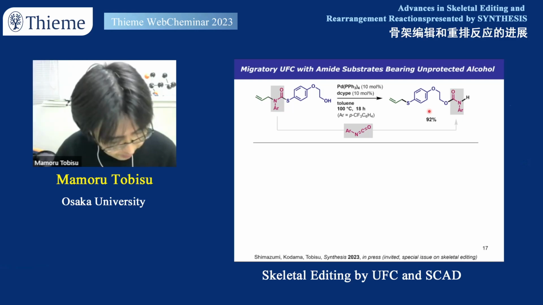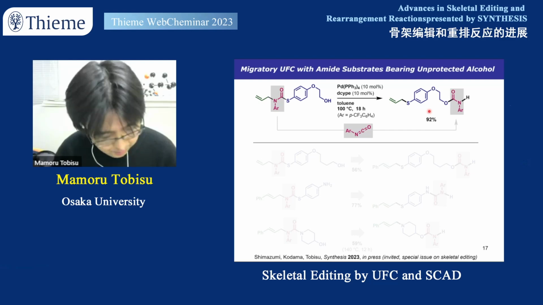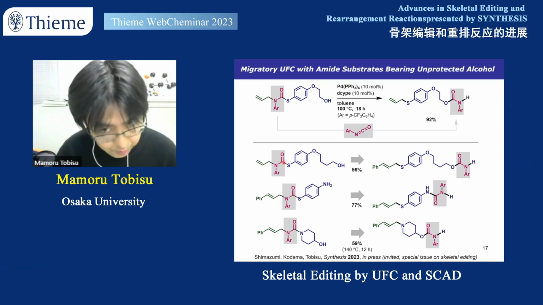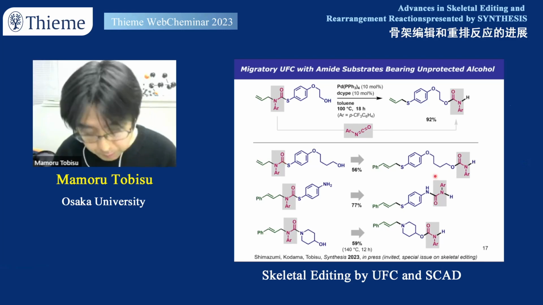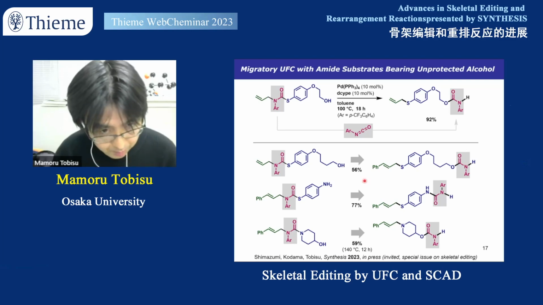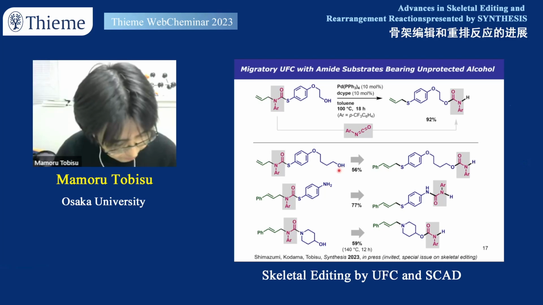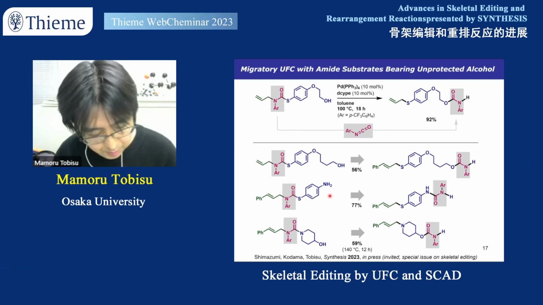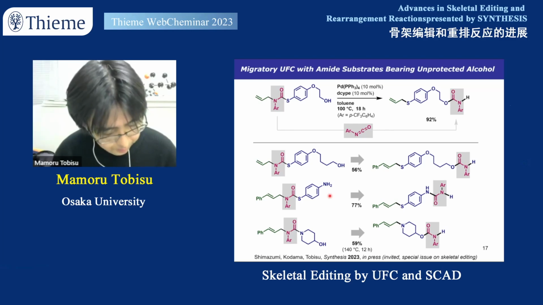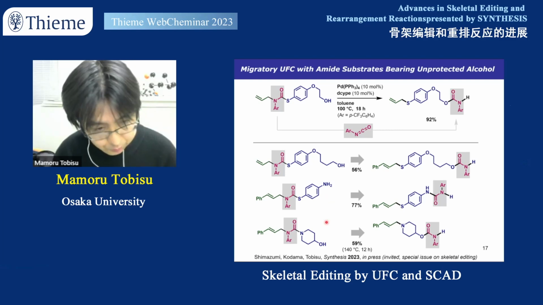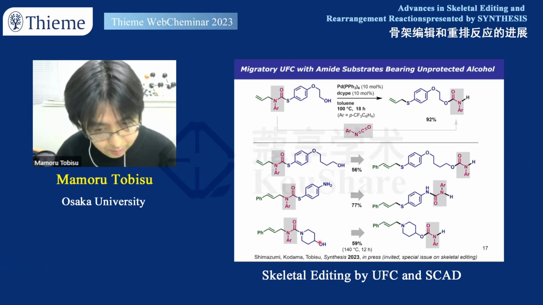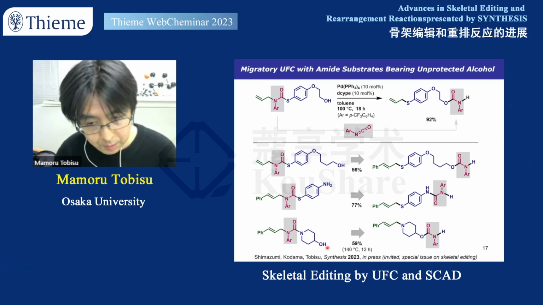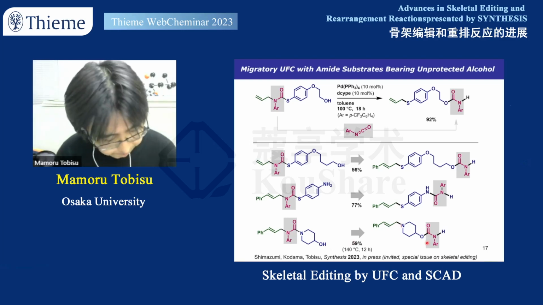So a longer alkyl chain is also applicable, as you can see here. And in this example, the amide group migrated from here to there through 12 atoms. Not only primary alcohol, but also an amino group can effectively capture the eliminated isocyanate. And furthermore, the migratory UFC is applicable to the urea substrate, as you can see in this example. And here, the secondary alcohol can intercept the eliminated isocyanate to form this product.